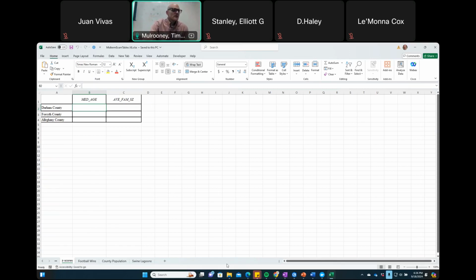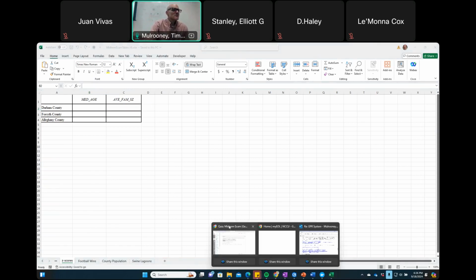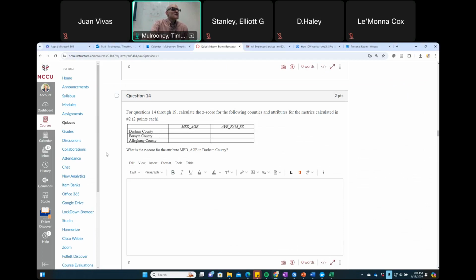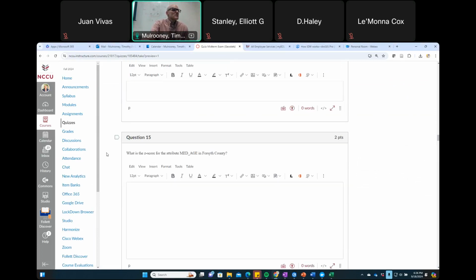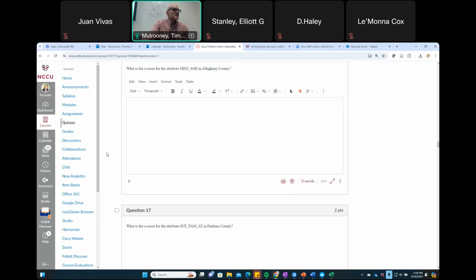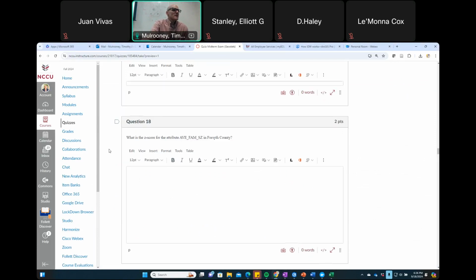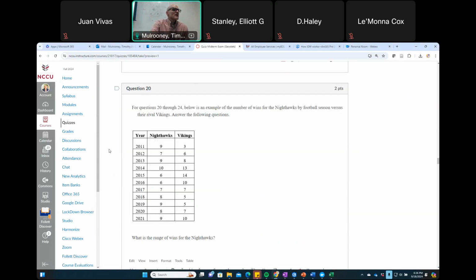I don't want to give away the whole exam here because we can just go back. So what's the Z-score for median age for Durham, Forsyth, Allegheny, and then the Z-score for the average family size. I've got the Vikings and the Nighthawks, the average number of wins here. So we can see the average number of wins.